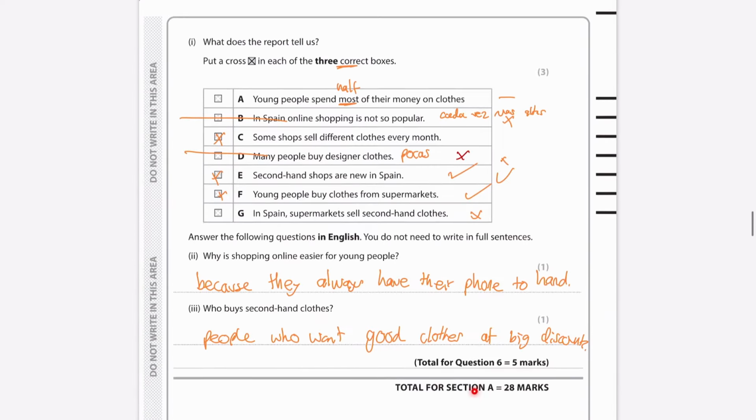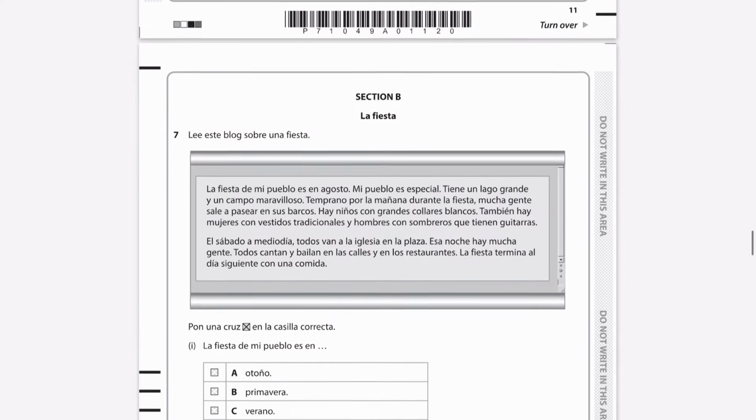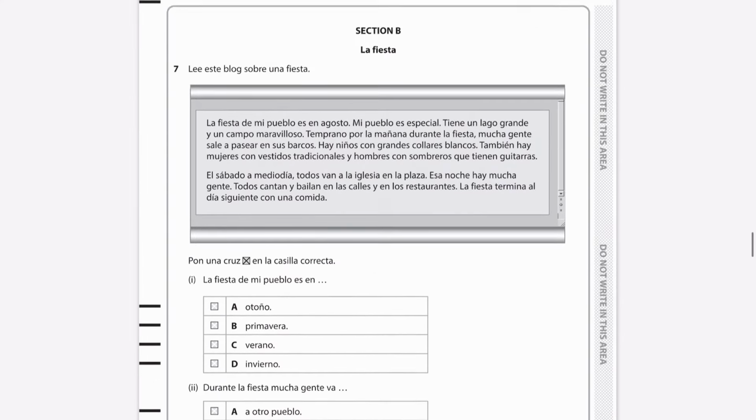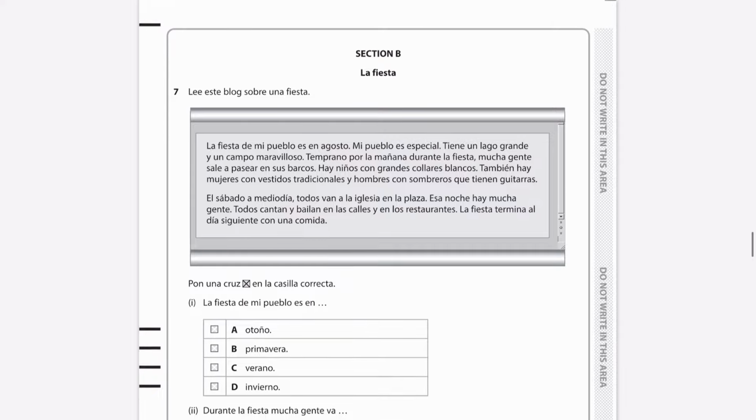Okay, end of section A. Let's go into section B. I think section B you have to answer in Spanish, I believe. It's like that for AQA anyways, but let's continue.